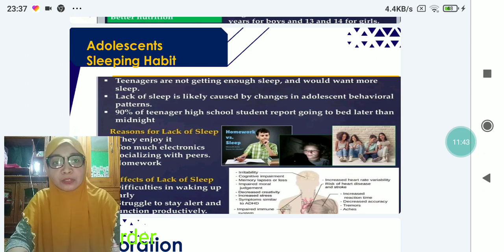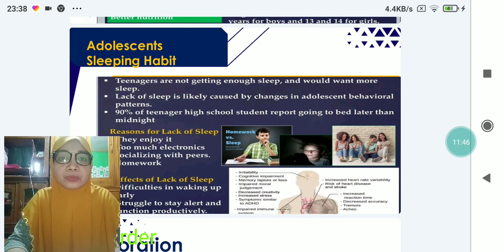Ito na yung nangyayari ngayon. Kahit ang anak ko, 4 years old pa lang, ayaw na matulog. Alauna na. Daig pa niya ang high school life.